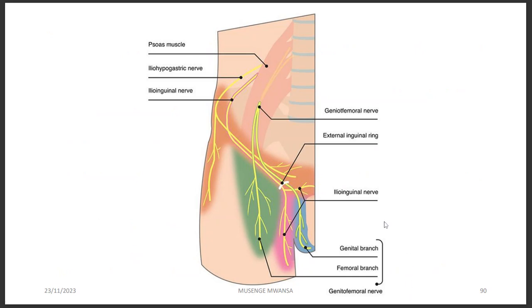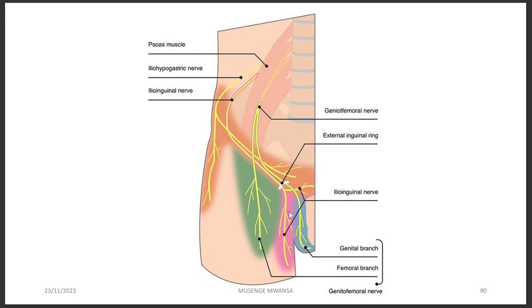Look at where the ilioinguinal nerve is. This is the femoral branch of the genitofemoral nerve, and then this is the genital branch. You can see the genital branch is somewhere on the scrotum. And then you have the ilioinguinal nerve. The ilioinguinal nerve is L1. The genitofemoral nerve is also L1.